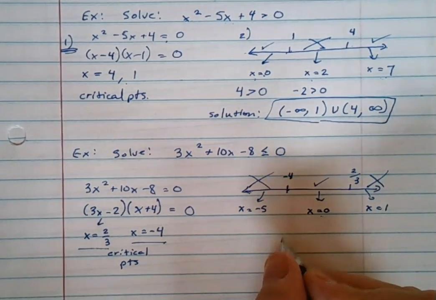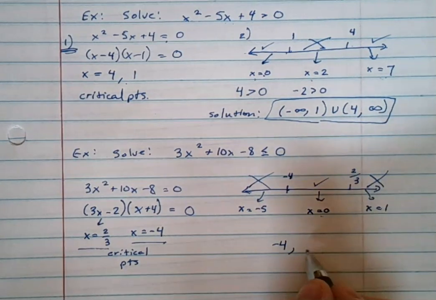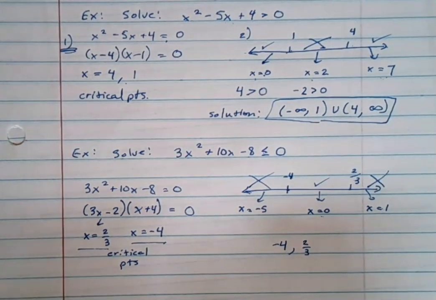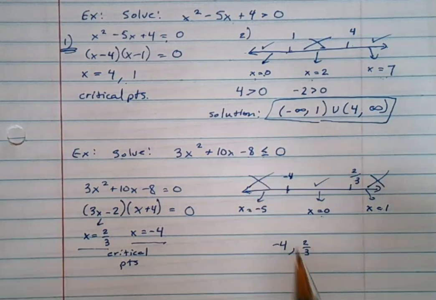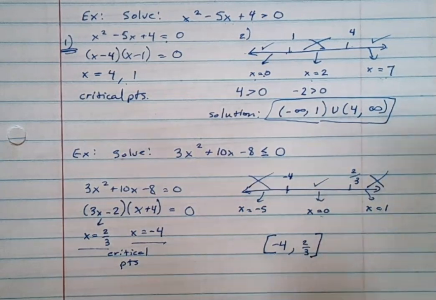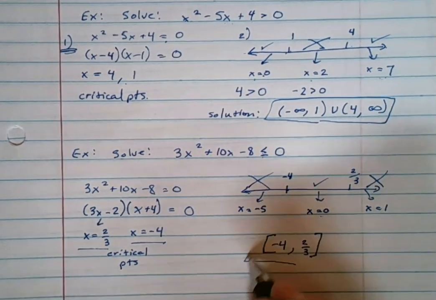Our solution is going to go from -4 to 2/3. Only this time we're not going to put parentheses. This time, because we had less than or equal to, we're going to put brackets. Okay, brackets. So this is our final solution.